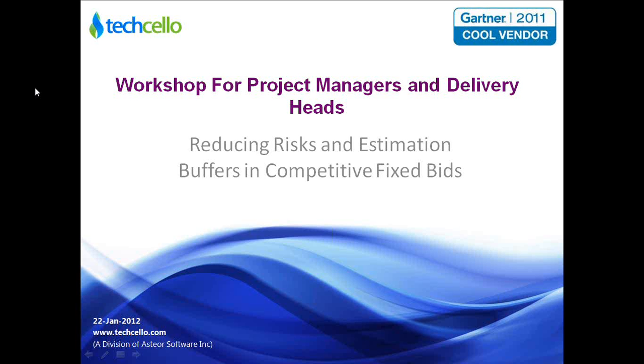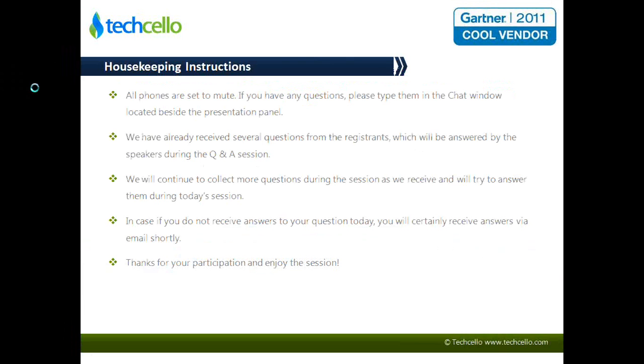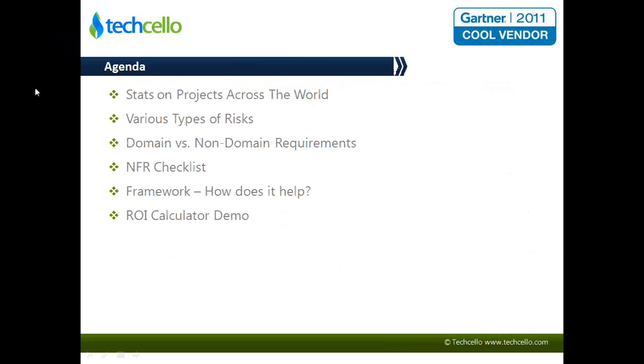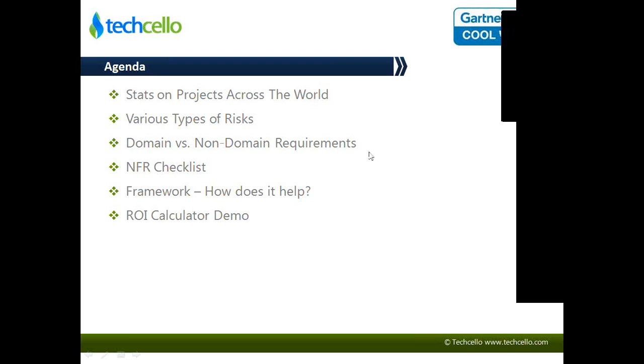Once again, thanks everyone for taking the time to be part of this webinar today. So today we are going to be discussing, as project managers, what are all the various measures one can take towards reducing the risks in the project, and as well as trying to minimize the estimation buffers, which we usually bundle with the project estimation. The whole idea is to enable these two factors in order to be competitive in the fixed bids and other projects that you are delivering. So that's the broad agenda today. So we will get started right away.